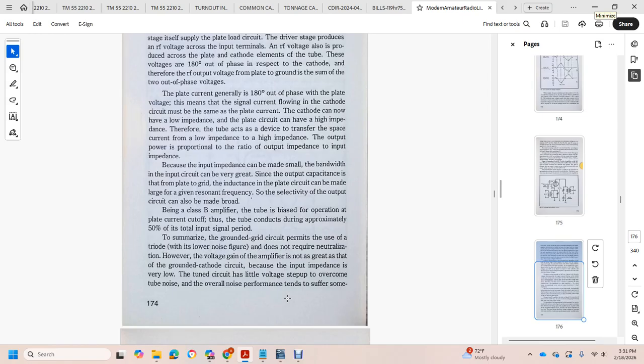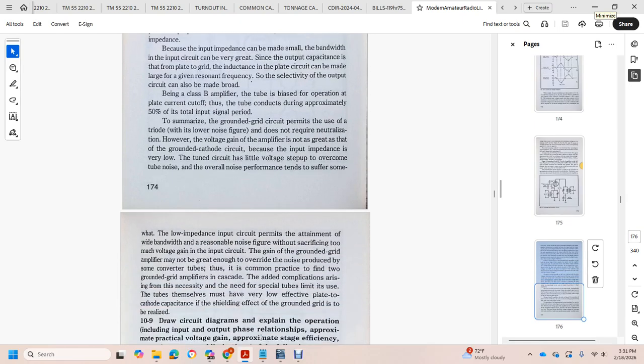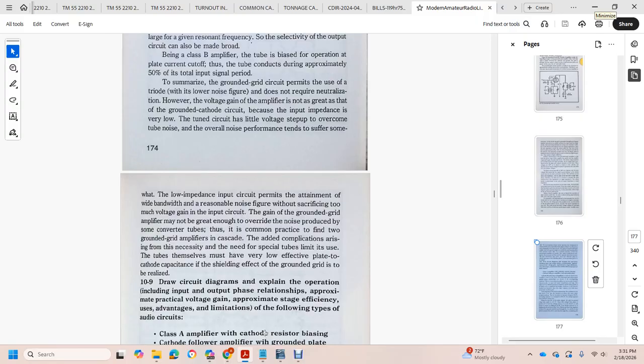So, in summary, the grounded grid circuit with a triode tube has a lower noise figure and does not require neutralization. However, the voltage gain of the amplifier is not integrated with the grounded grid circuit because of the very low input impedance. The tuned circuit with little voltage must be set up to overcome the tube noise, otherwise the noise performance tends to suffer somewhat.